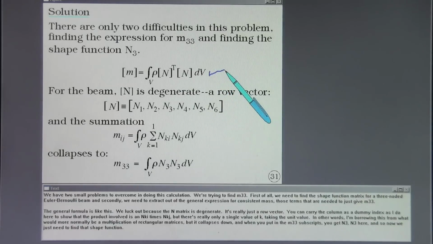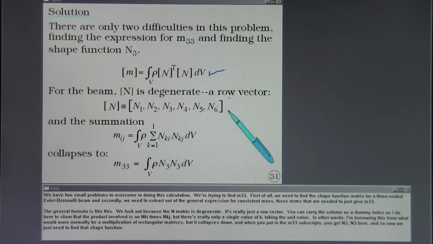We luck out because the n matrix is degenerate. It really is just a row vector. You can carry the column as a dummy index, as I do here, to show that the product involved is an nki times nkj, but there's really only a single value of k taking a unit value. In other words, I'm borrowing this from what would more normally be a multiplication of some rectangular matrices. But it collapses down, and when you put in the M33 subscripts, you get N3, N3 here, and so now we just need to find that shape function.